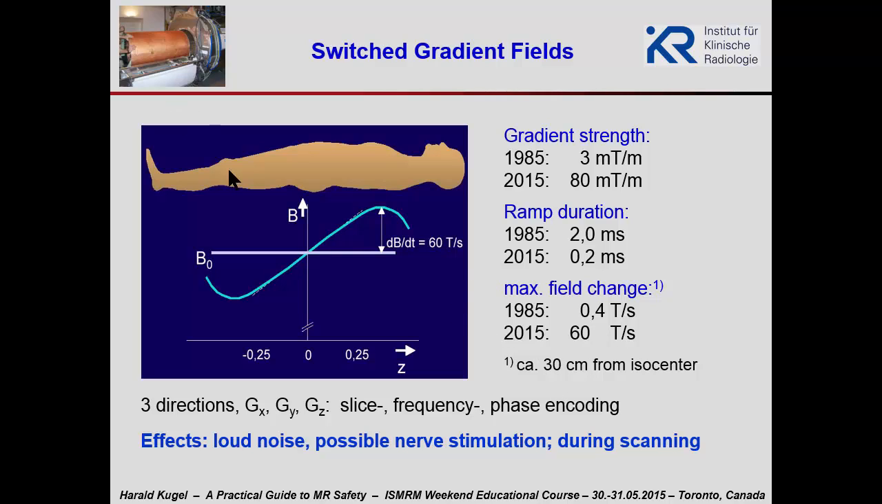nearly 30 centimeter away from the isocenter. So if this is an isocenter, slightly outside the field of view, this is the maximum attainable field change. Well, of course, this is a maximum value. It will not always be reached.